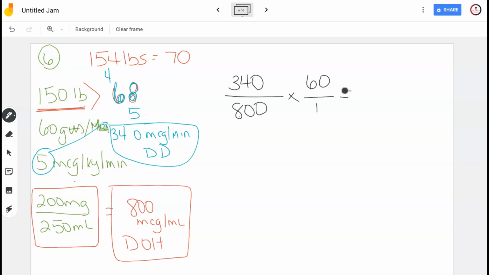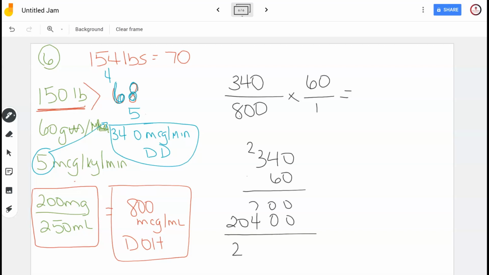I'm just not going to go through 340 times 60. 0, 0, 0, 0, 24, 18, 19, 20, divided by 800. Simplify, get rid of those.